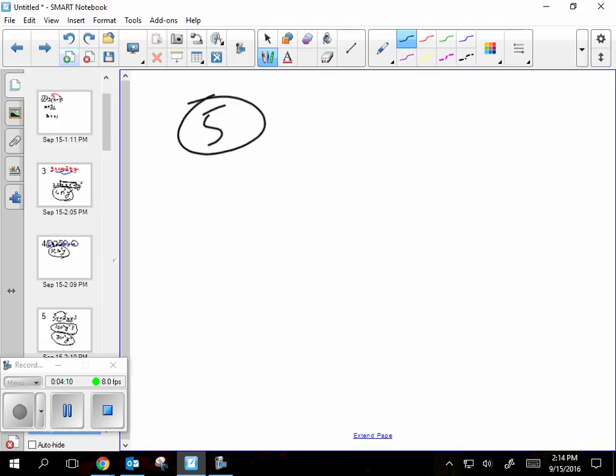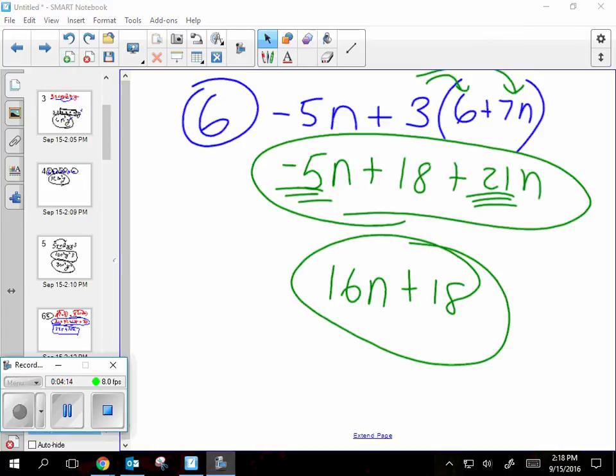If you don't have your worksheet from yesterday, I'm going to pause for a second and help you. All right, too late. So I have now shown how to do number 6 here. Number 6 is all worked out, and the answer on last night's homework for number 6 is 16n plus 18. So your homework for tonight is just to take last night's worksheet and finish it.